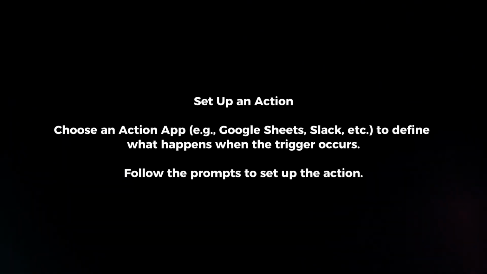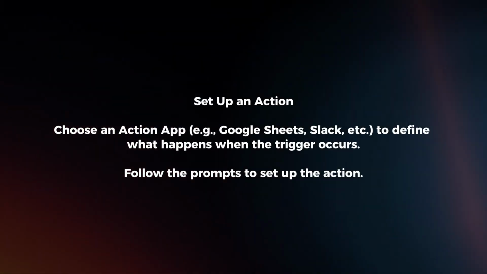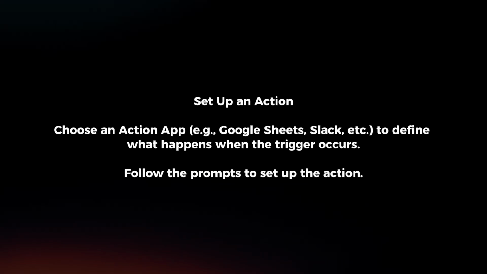Set up an action. Choose an action app to define what happens when the trigger occurs. Follow the prompts to set up the action. Activate your Zap. After testing your Zap, click Turn on Zap to activate it.